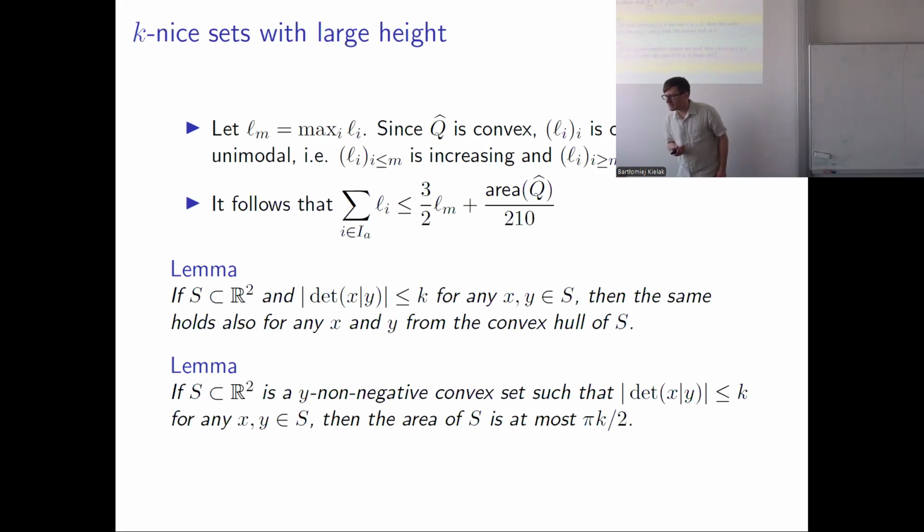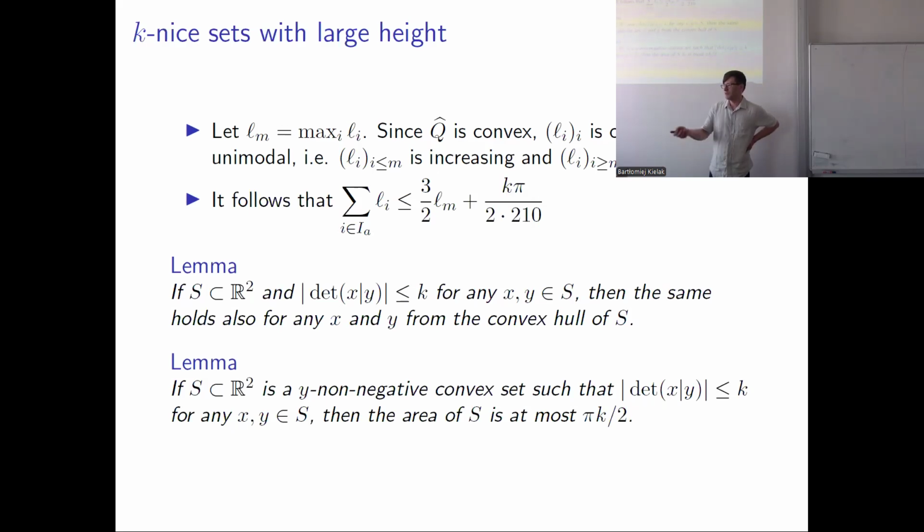Now the second lemma says that if I have such a nice convex set, which is y non-negative, and it satisfies this crossing criterion with this constant K, then we have a very nice bound on the area of this set, which is at most pi times K over 2. And this is exactly where pi comes from in the original statement of the theorem. You can also guess that this lemma has a geometric nature. In fact, we apply some reasoning from geometry. We compute some integrals to get this bound.